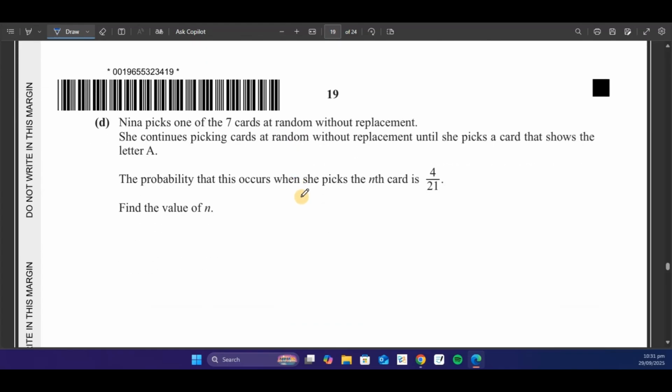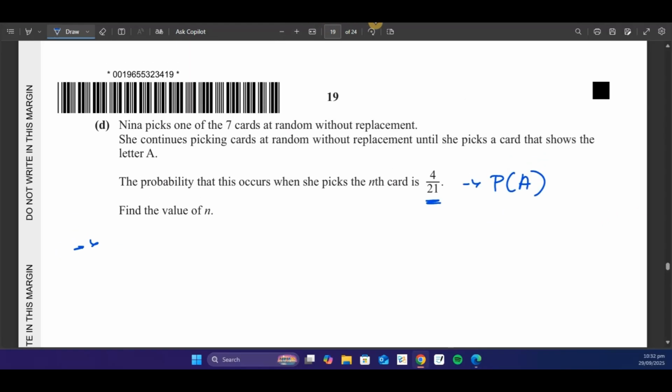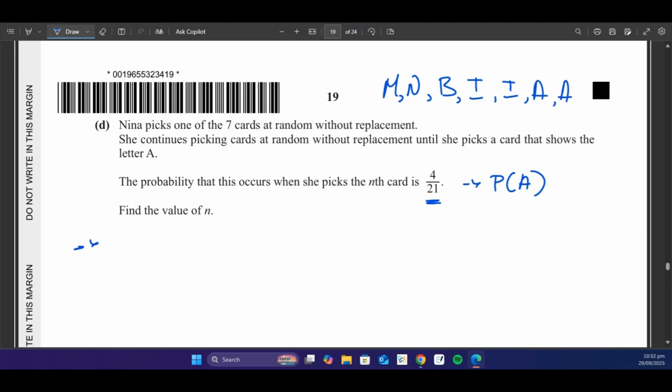Perfect. Next, Nina picks up one of the seven cards at random without replacement. She continues picking cards at random without replacement until she picks a card that shows the letter A. The probability that this occurs when she picks the nth card is 4 over 21. Find the value of n. So we need to find the value of n. This is the probability of A, and the letters we have are M, N, B, I, A.